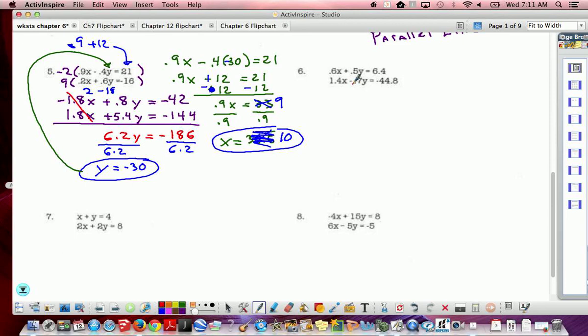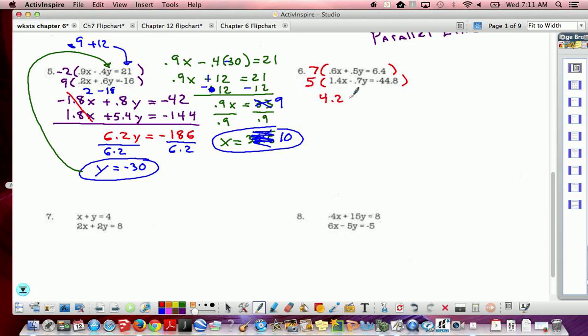Since one is positive and one is negative, I can ask myself, since it's 0.5 and 0.7, what number do 5 and 7 both go into? That's 35. So I'm going to multiply this first equation by 7 and this second equation here by 5, because when I do that, I will get a 3.5y and a minus 3.5y. So now I have to distribute the 7 first.